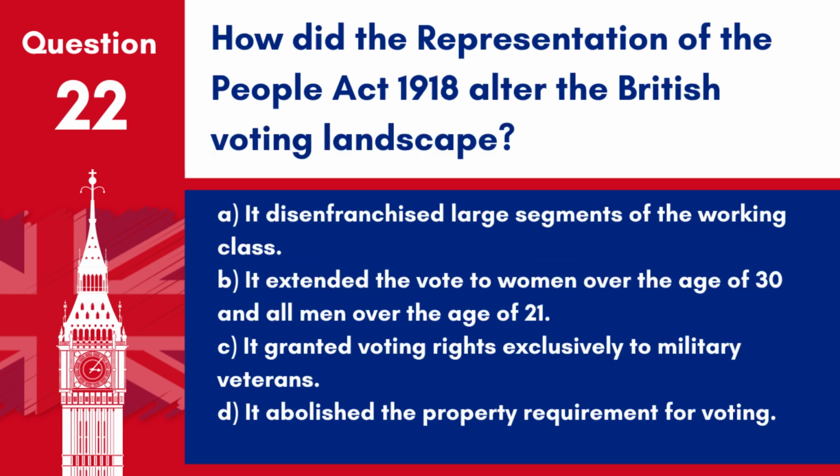Question 22. How did the Representation of the People Act 1918 alter the British voting landscape? A. It disenfranchised large segments of the working class. B. It extended the vote to women over the age of 30 and all men over the age of 21. C. It granted voting rights exclusively to military veterans. D. It abolished the property requirement for voting.